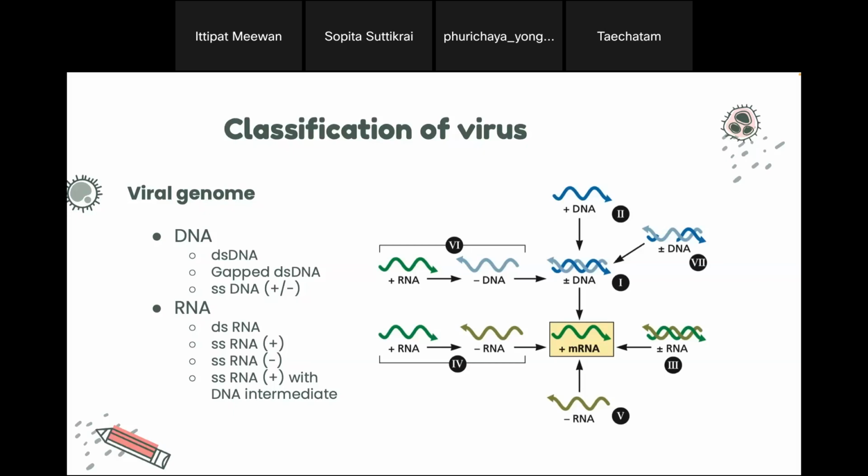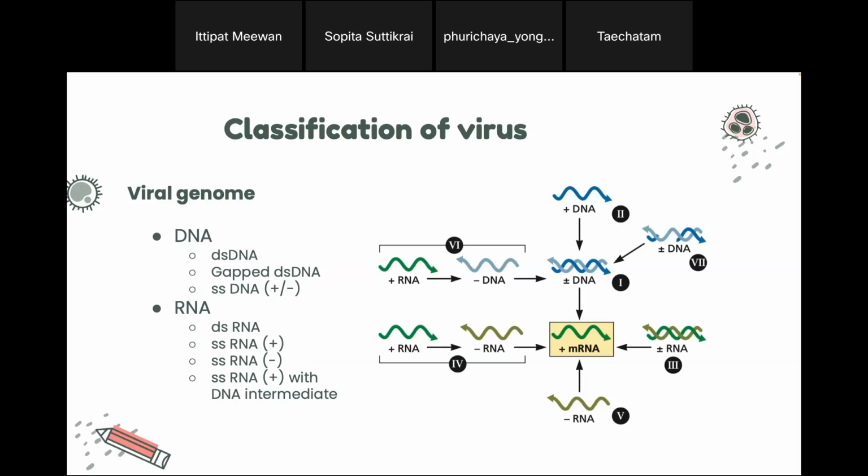Okay, and then let's move on to another type of DNA here. So we have the gapped DNA. The gapped DNA contains positive sense or negative sense DNA, but it cannot be transcribed to mRNA, because when the cell finds damaged or gapped DNA, it has to repair it first. So for a virus with a gapped DNA genome, the DNA has to be repaired first to make double-stranded DNA, and then transcribed to mRNA.